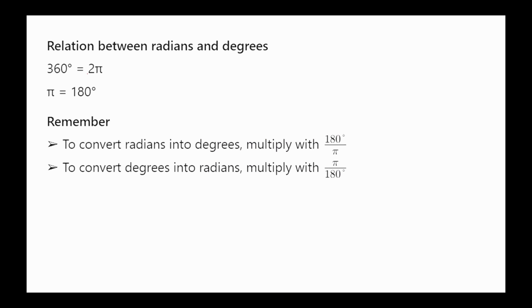If 360 is 2 pi, that means pi would be 180 degrees. And if pi is 180 degrees, for me to convert radians into degrees, what can I simply do? Multiply by 180 by pi. And if I need to convert degrees into radians, I'll multiply by pi by 180.